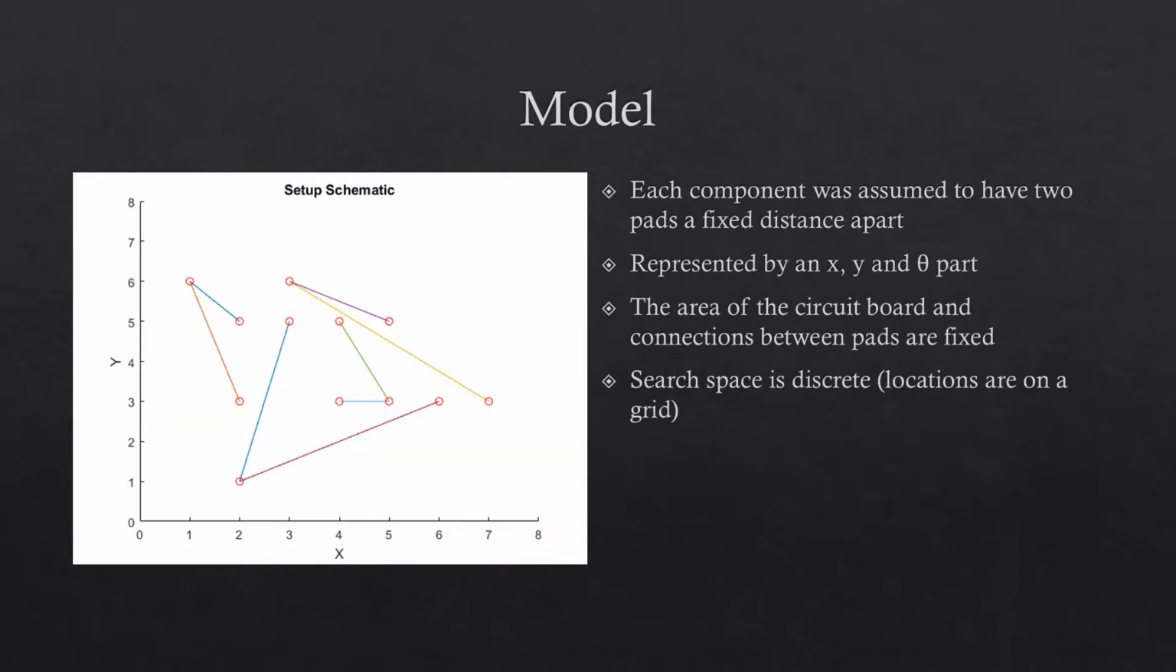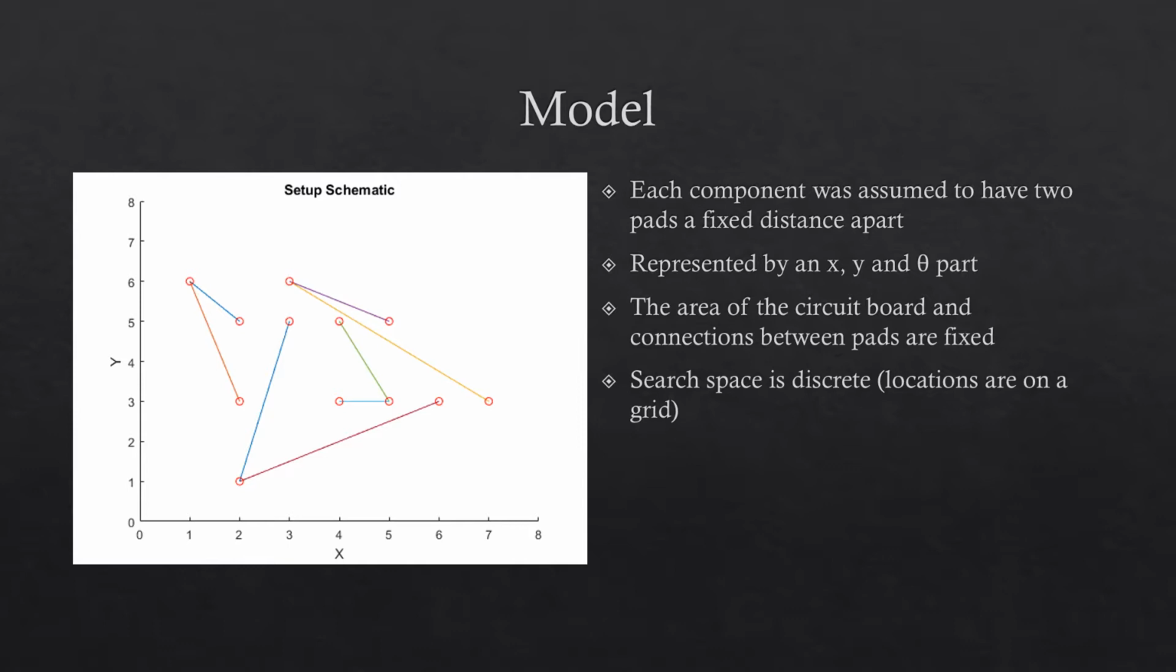For the sake of simplification, each component was modeled as having two pads a fixed distance apart, such as what you would see for a resistor. Additionally, each component was represented in the genome by an x, y, and rotation part, where the rotation is an increment of 90 degrees. Additionally, for each circuit board being optimized, the area and connections between pads were fixed and fed into the program. Because this system exists in a grid, the search space is discrete.